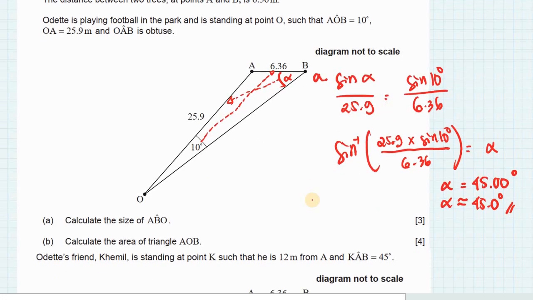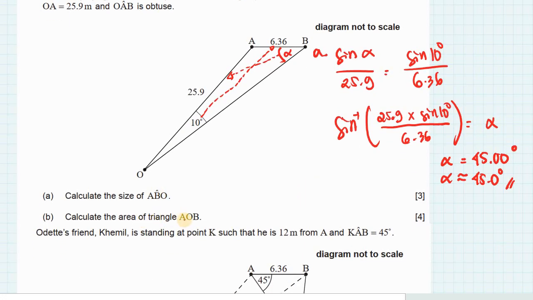Question B. Calculate the area of triangle AOB. Because this is a non-right angle triangle, we can use this formula. Where should I write it? I'll just write it here. Area is equals with half times A times B times sin C. To use this formula, we have to find the angle between two sides. Which is the angle between two sides? Is this angle.